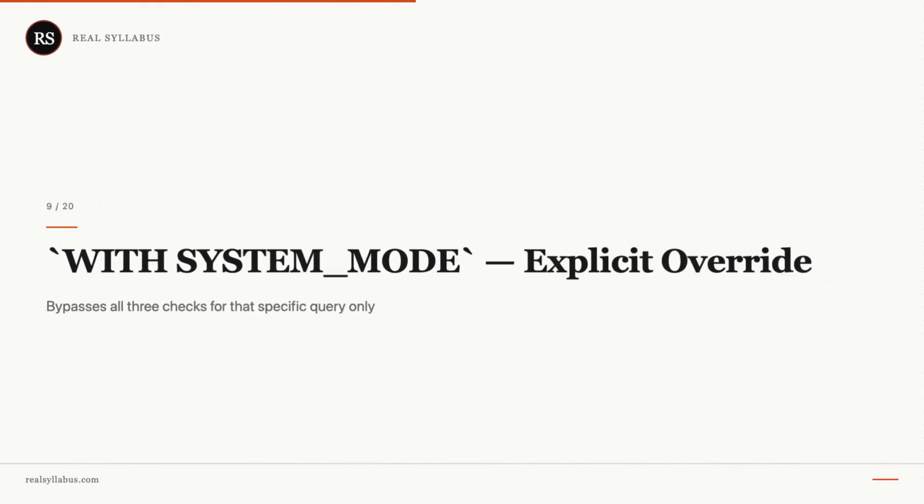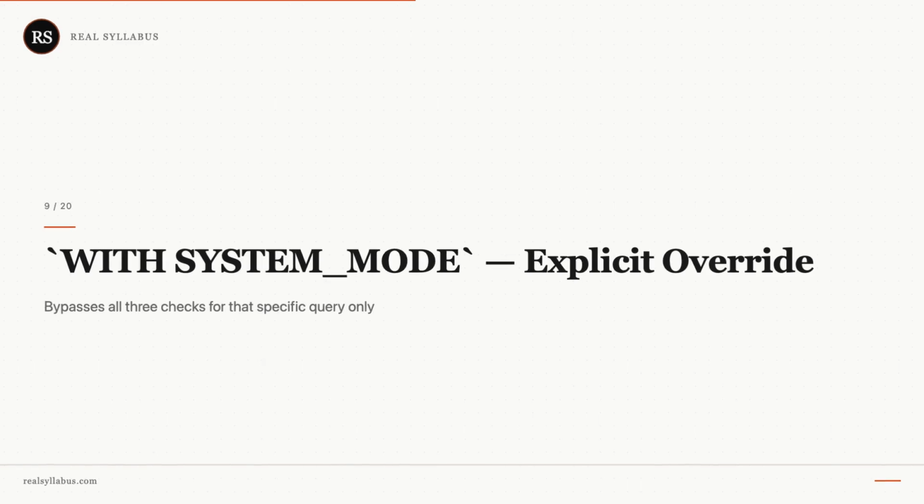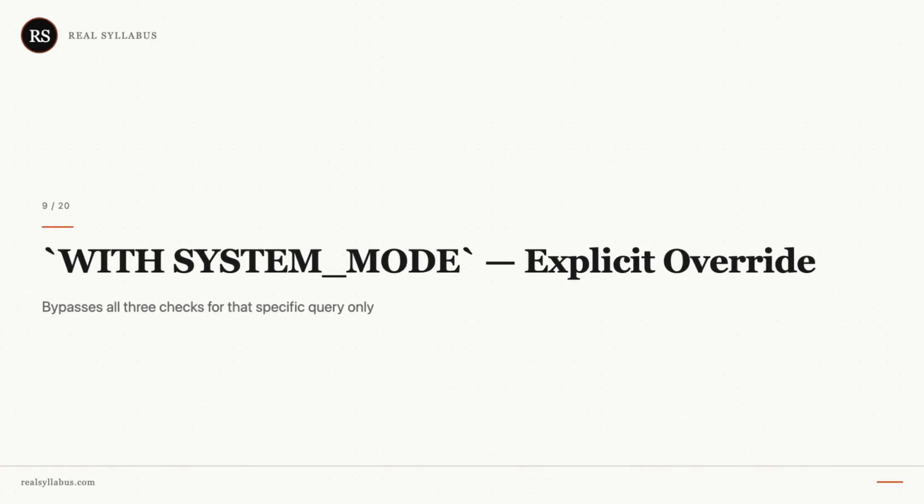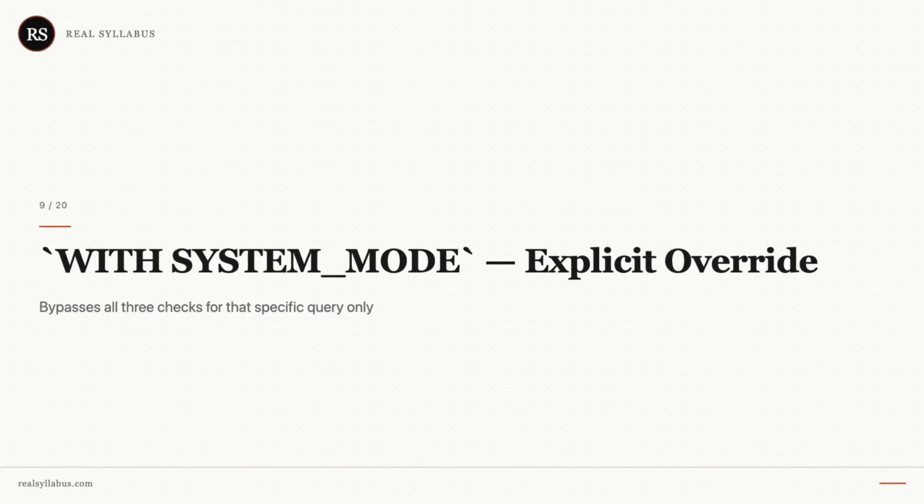WITH SYSTEM_MODE is the inverse. You add it to a specific query to explicitly bypass all three checks for that query, even inside a with sharing class. The use case is narrow but real. You have one query in an otherwise secure class that needs to read data the user can't normally see, like configuration records managed by admins, or a cross-object lookup to a metadata table. The syntax is identical: SELECT Id, Feature_Flag__c FROM Config__c WITH SYSTEM_MODE. Use it surgically, one query at a time, not as a class-wide setting.